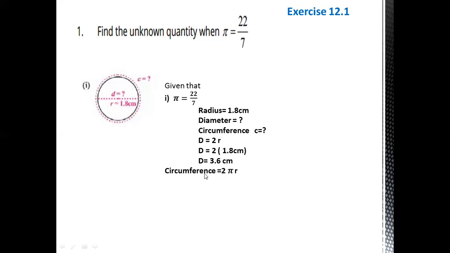Now come to the circumference. Circumference formula is 2 pi r. So in this we put value 2, we write as it is. Pi is 22 over 7, r is 1.8. So this value we put 2, 22 over 7, 1.8 centimeter. So when we multiply 2 with 22, it is 44. 44 multiply with 1.8 and then divide by 7. So we get 11.31 centimeter. So 11.31 centimeter is the circumference. I hope you will understand it.